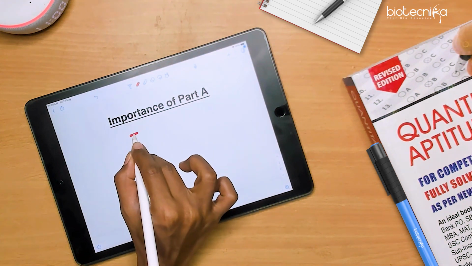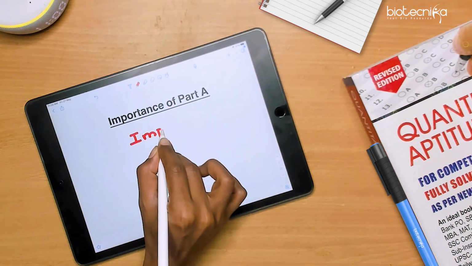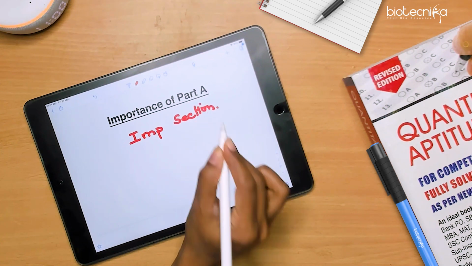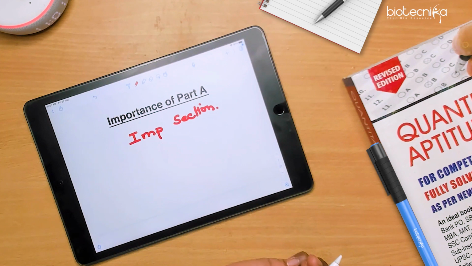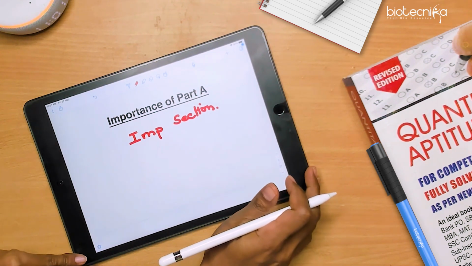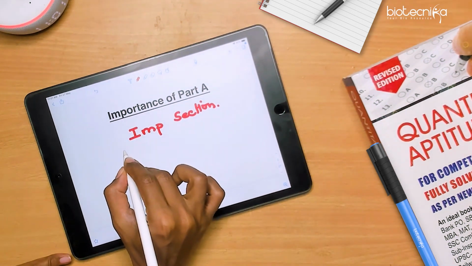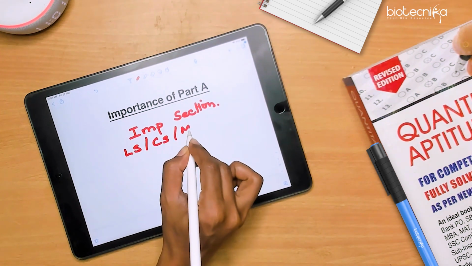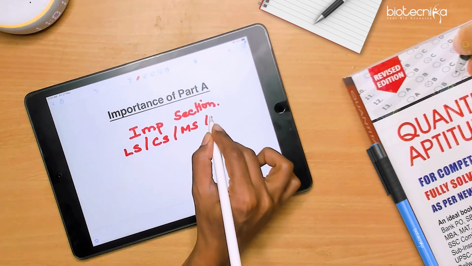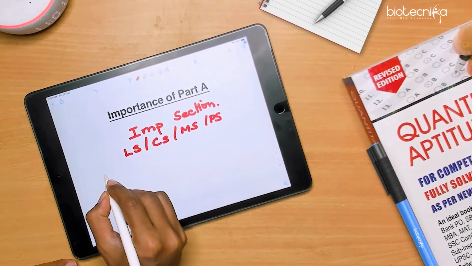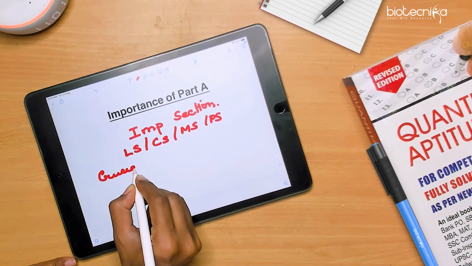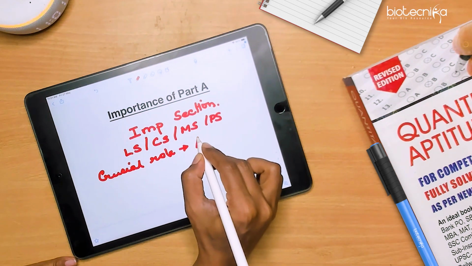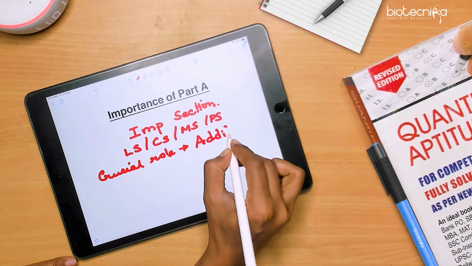So as we all know, Part A is the first section in the CSIR NET exam, which consists of general aptitude, logical reasoning and analysis. It's a very important section. It's common for all papers of CSIR NET, whether it's life science, chemical science, earth science, mathematical science, or physical science. Now, as I mentioned, this plays an extremely crucial role. Why? Because it will help you get additional marks.